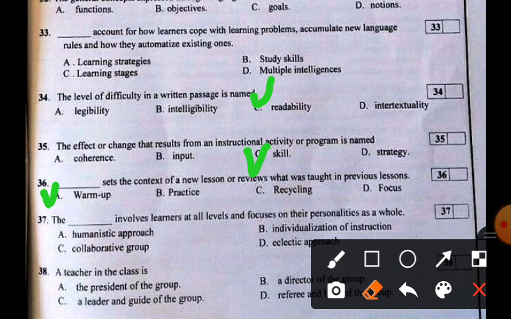If you still have problems with warm-up, I explained it also in my previous lessons. Let's move to the next one, 37.